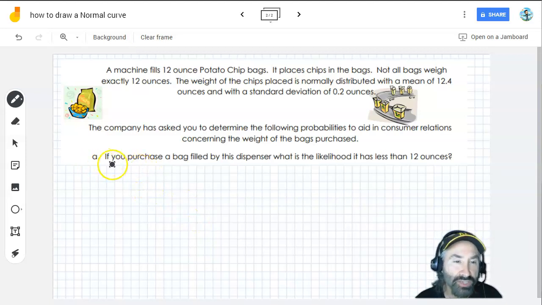Well, we start with A. If you purchase a bag filled by this dispenser, what's the likelihood it has less than 12 ounces? Well, let's take a look. Let's draw the normal curve.